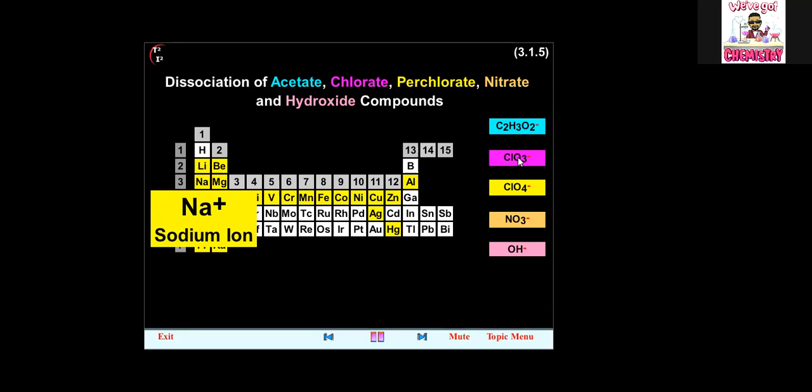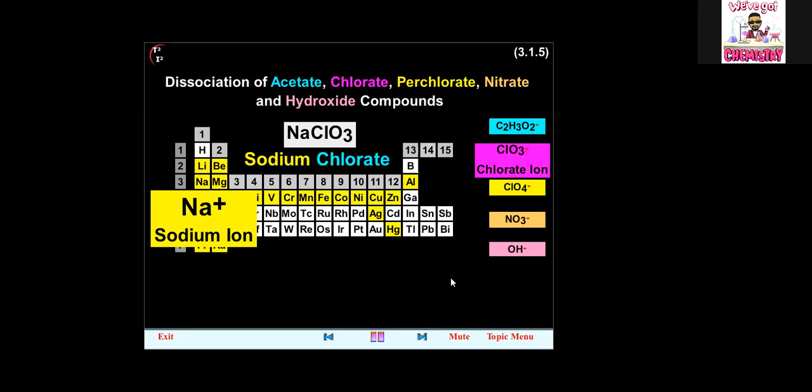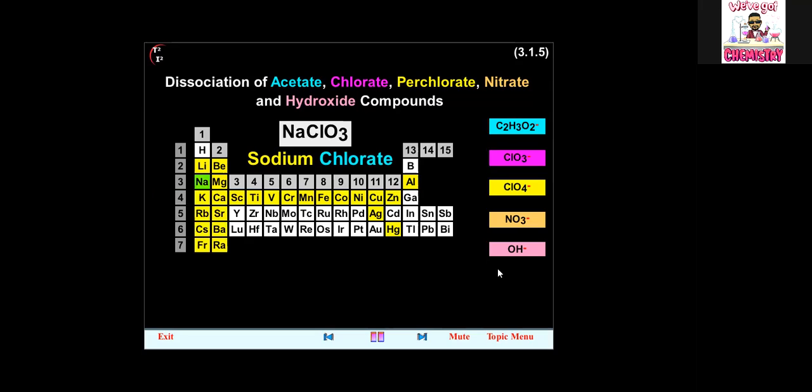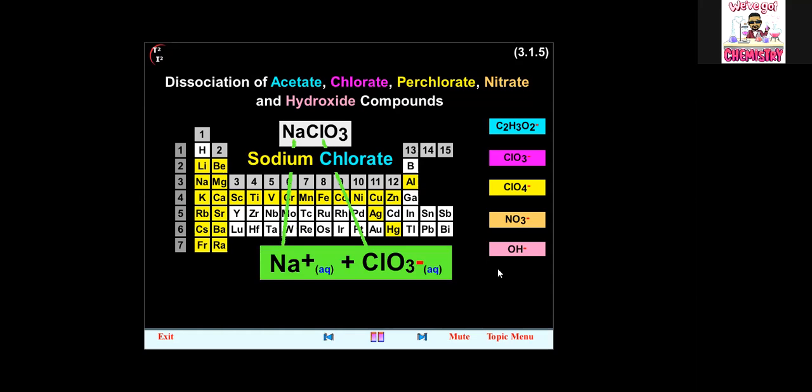Na plus, ClO3 minus 1, chlorate ion. Sodium chlorate. NaClO3 is soluble in water. When dissolved, it breaks down into Na plus aqueous and ClO3 minus aqueous.